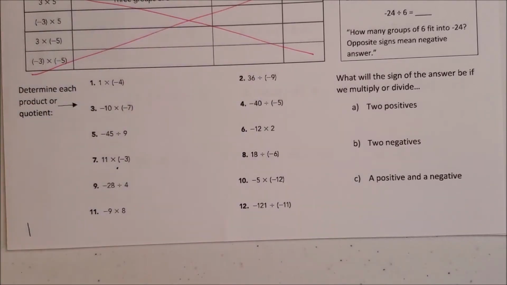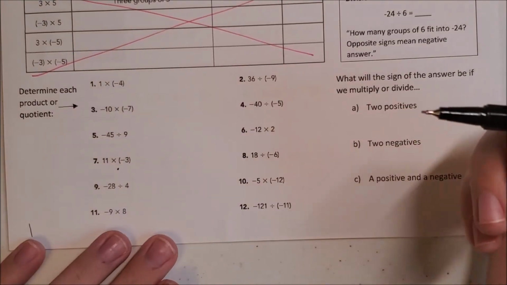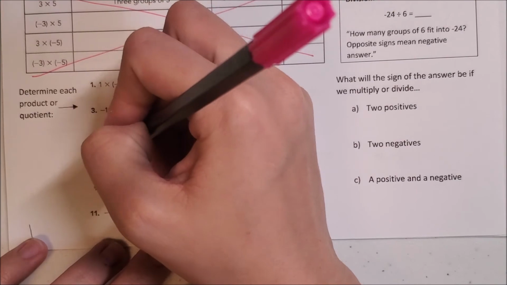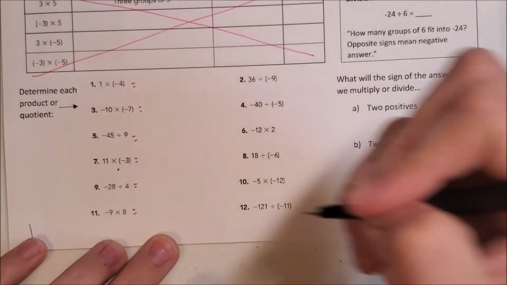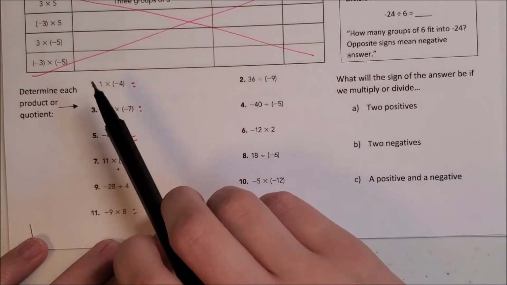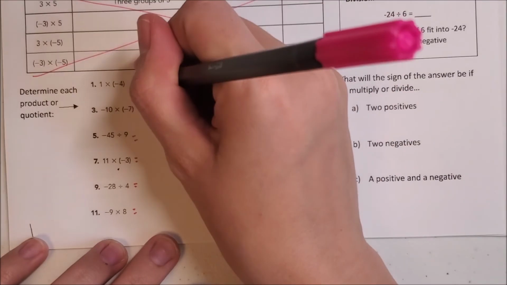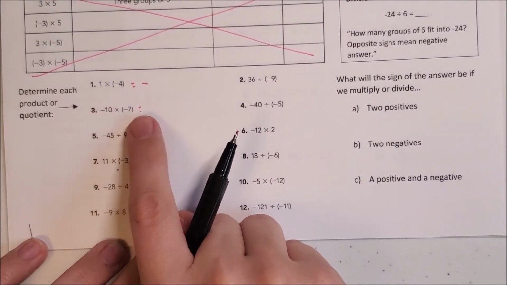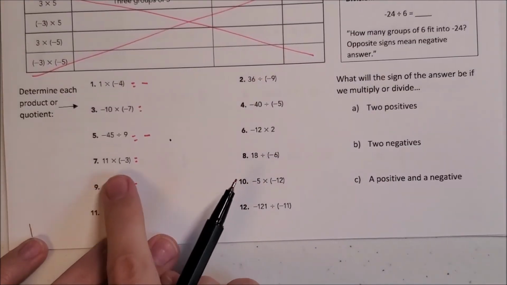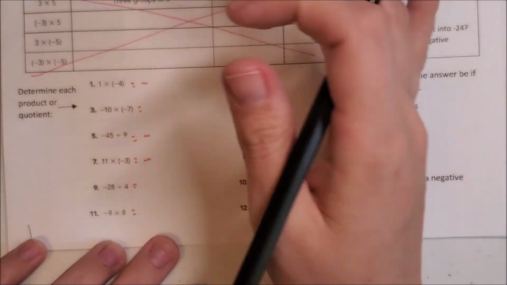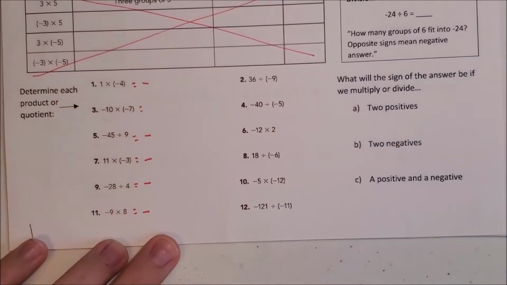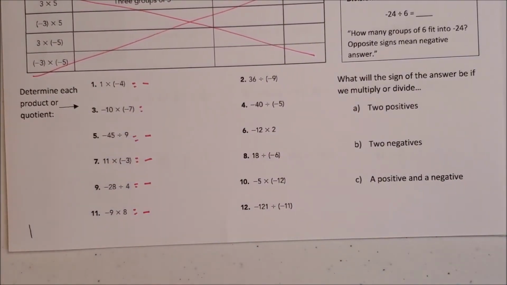First things first, I just want to try and figure out if this is going to be negative or positive. So I'm going to go all the way through my odds, and I'm just going to write negative if it's negative and leave it blank if it's positive. I have different signs, so that's negative. Same signs, positive. Different, negative. Different, negative. Different, negative, and different, negative. So those are all going to be negative, and number 3 is going to be positive.